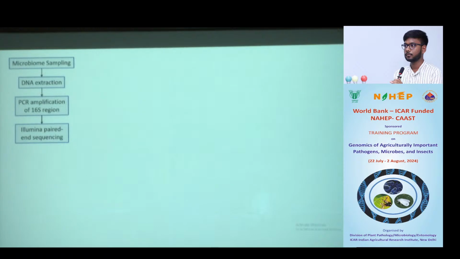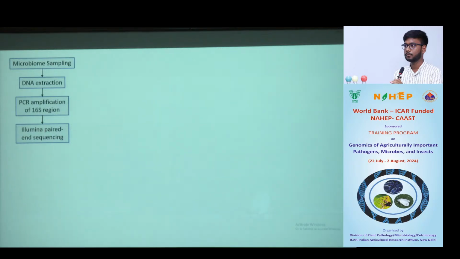So the workflow is like this: the microbiome sampling. Let us say we'll collect a sample from the rhizosphere, then we'll do DNA extraction, then we'll do the PCR amplification of the 16S region, the V3, V4, and then we'll send the amplicons for sequencing. This is done by Illumina paired end sequencing. Paired end means both the reverse and the forward of the same sequence are sequenced.